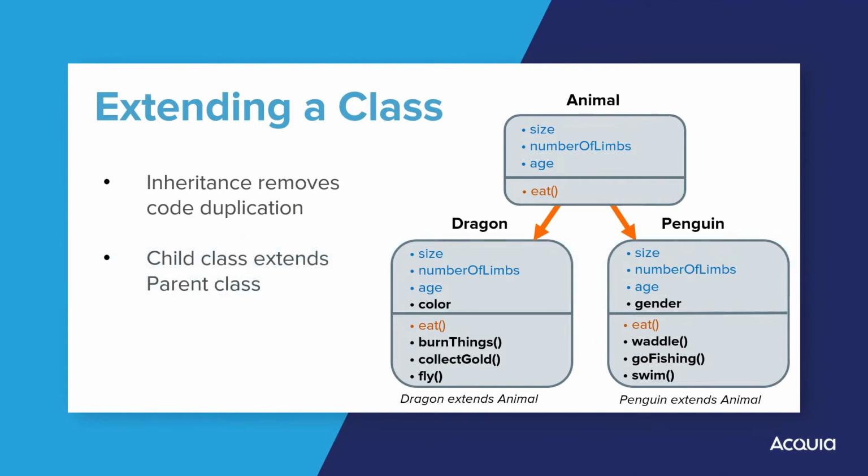So, in our zoo program example, we could have a parent animal class which defines the properties of size, number of limbs, and age, which are prevalent in all the animals in our zoo. And the animal class would also define the method of eat, because obviously all animals must obtain the nutrients they need. So, then our dragon class would extend the animal class and inherit all the properties and methods of it, and the dragon would add the color property along with the methods of burn things, collect gold, and fly. Likewise, the child penguin class would inherit from the animal class and extend it by adding the property of gender and the methods of waddle, go fishing, and swim.